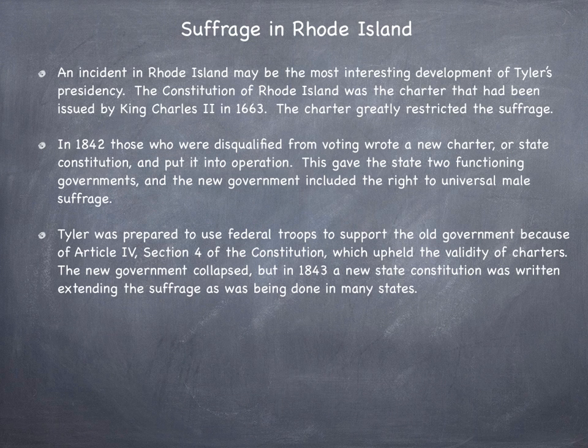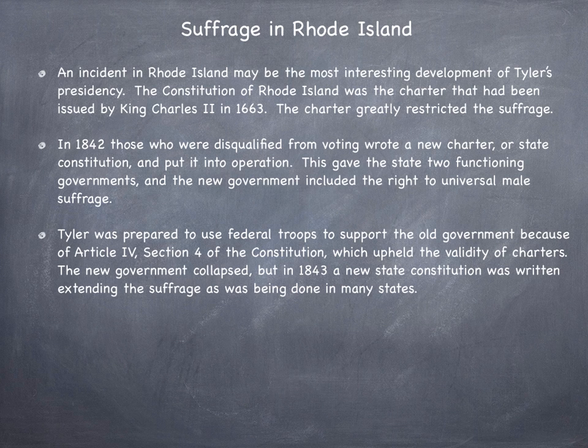An interesting development in Tyler's presidency has to do with suffrage in Rhode Island. The Constitution of Rhode Island was the charter that had been issued by King Charles II in 1663, and the charter greatly restricted the suffrage in the state. So in 1842, those who were disqualified from voting wrote a new charter or constitution and put that into operation. This gave the state two functioning governments, and the new government included the right to universal male suffrage.